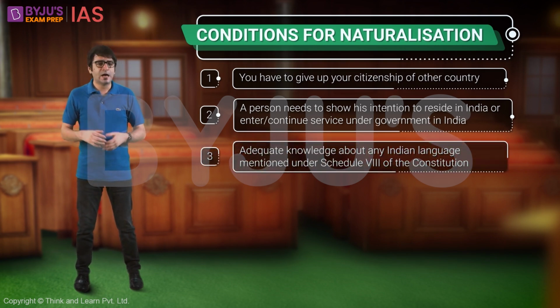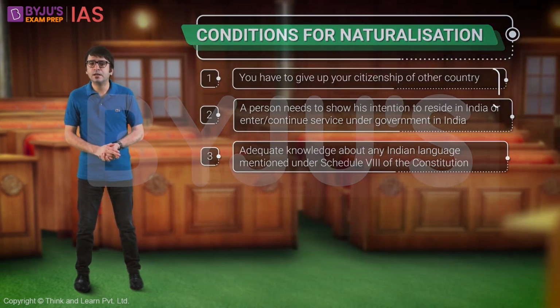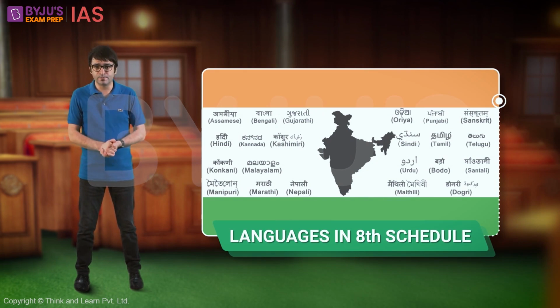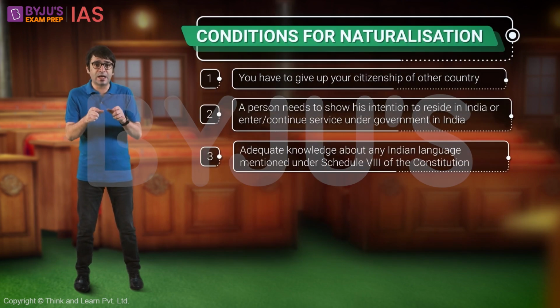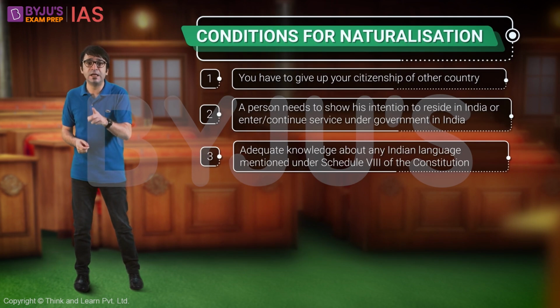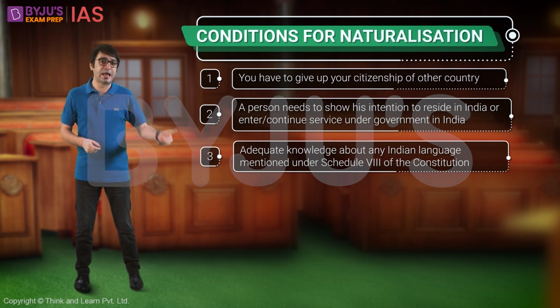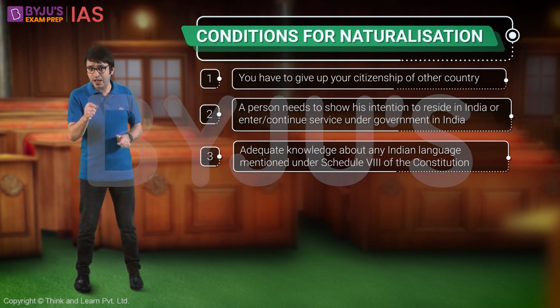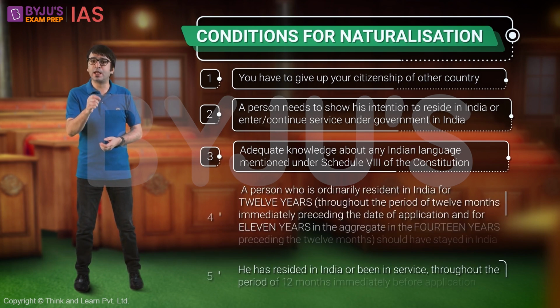Condition number three, I should be well versed in any Indian language mentioned under Schedule 8 of the Constitution. Schedule 8, which we will discuss later, talks about 22 Indian languages recognized under Schedule 8 of the Constitution. If you want to become an Indian citizen through naturalization, there is one condition that you will have to meet. And that condition is you have to be well versed in any of the languages mentioned under Schedule 8 of the Constitution. Number of years of your stay in India.